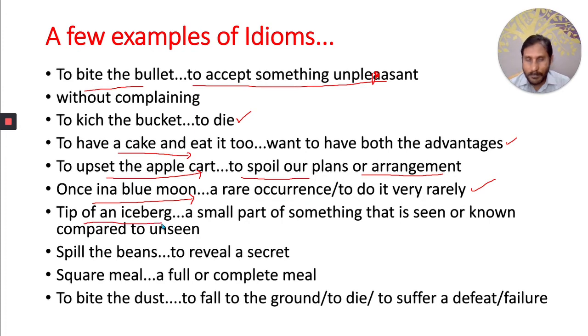Tip of an iceberg. Iceberg means a big ice mountain, a big mountain in the ocean. But on the surface, you see only a simple tip. There is a big mountain of ice under the waters, right? So only a small part of something is visible or known compared to the unseen. For example, the threat posed by the coronavirus may be the tip of an iceberg.